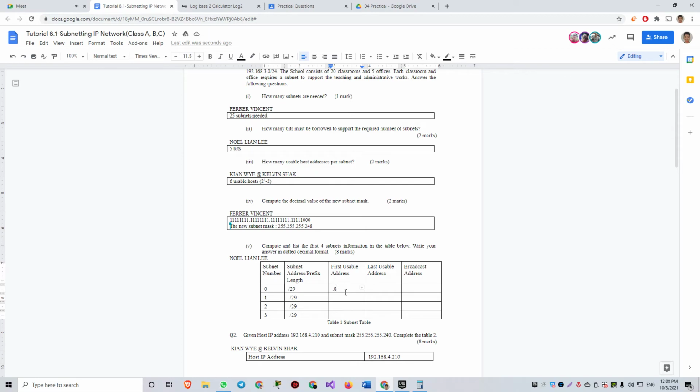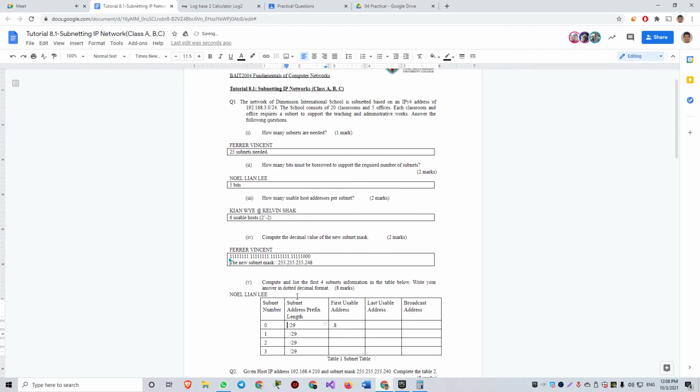The easiest way for you to do it is to come up with the subnet address first. What's the subnet address? Remember the magic number? No, that is the subnet mask. You put 255 for the subnet mask. What is the original address? 192.168.3.0. Right. So that's the first subnet address.